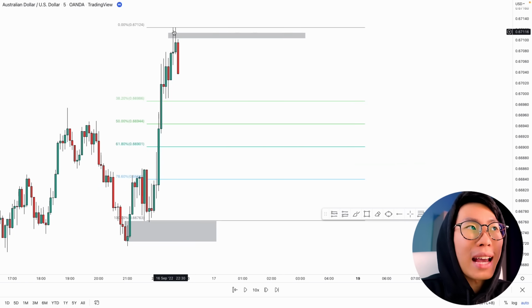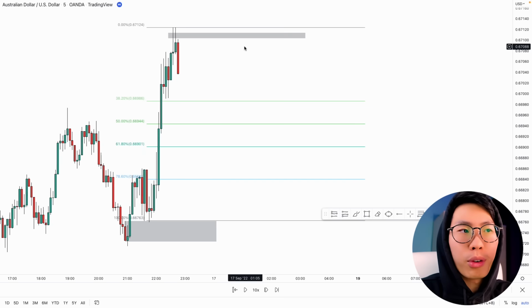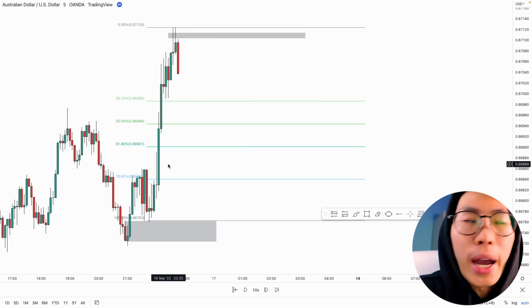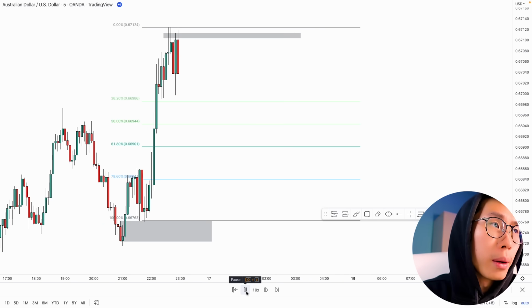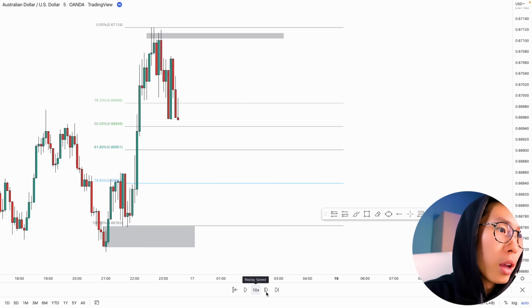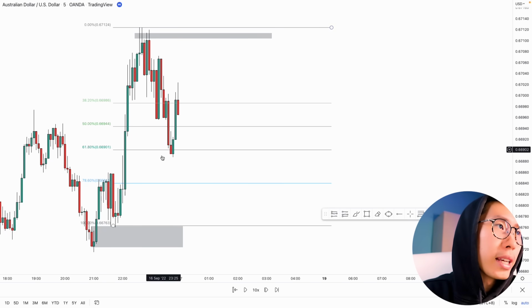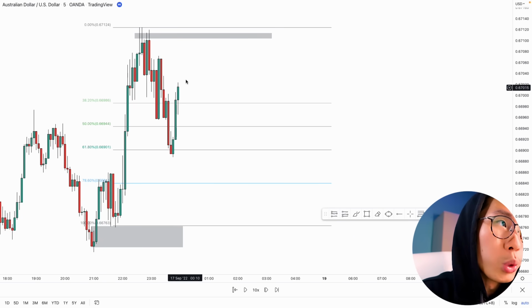So basically, the moment I start seeing price retracing, I'll just pull out my Fibonacci retracement, and I'm waiting for price to come back down to either one of my retracement levels. So we still wait and see. You can see price is heading back down, and it came all the way down to this 61.8 level before it starts retracing right here.